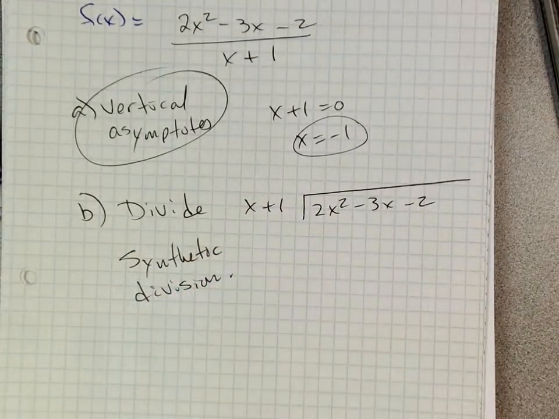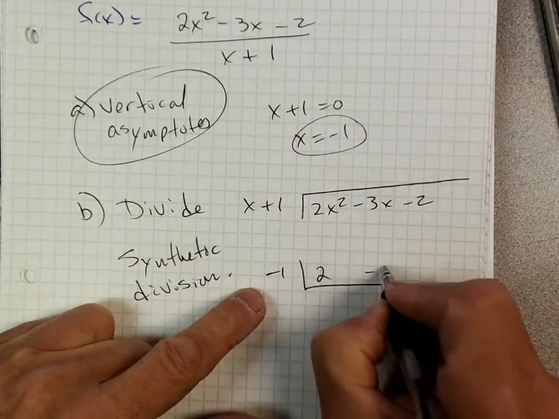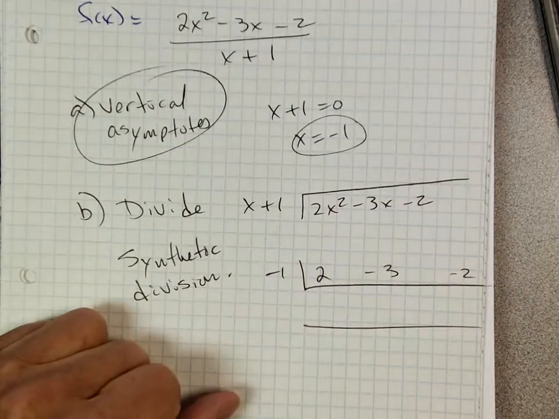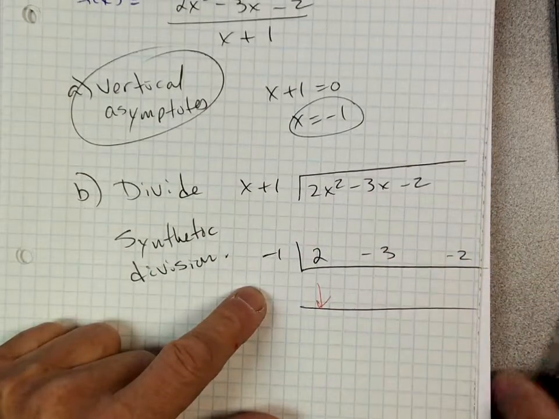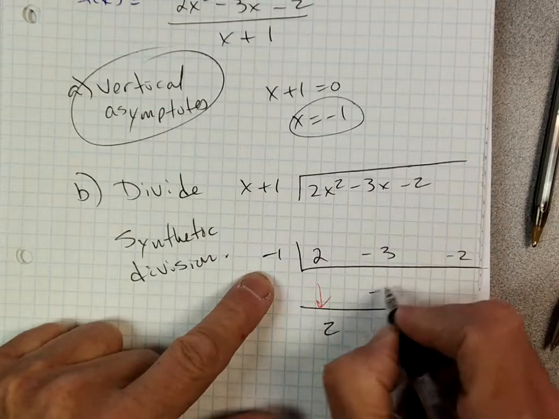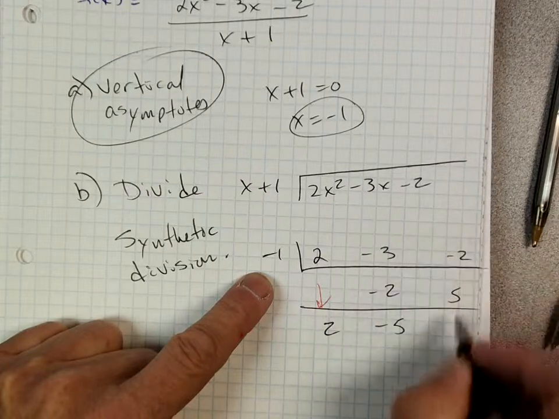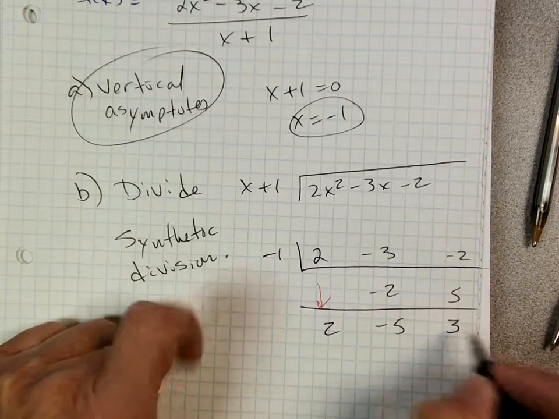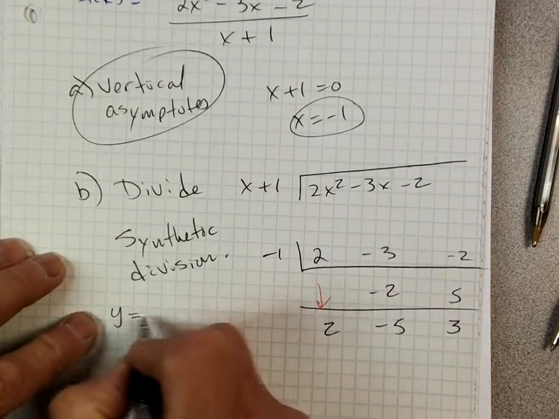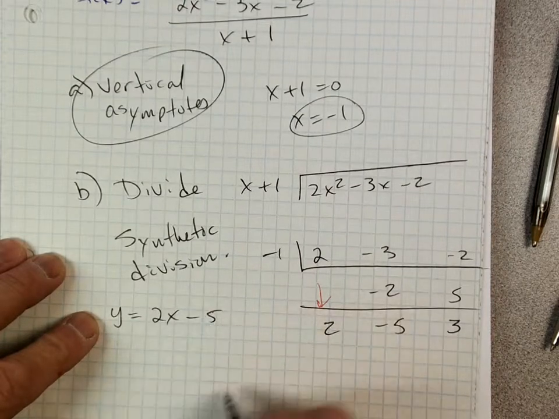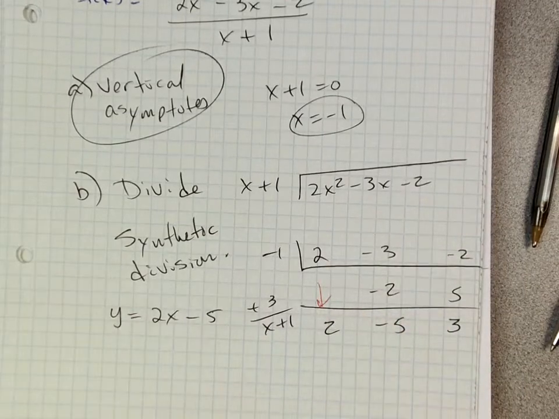So if I do synthetic division, I'll go -1 into 2, -3, -2, right? I will slide down my first term and I'll get a 2, multiply, I'll get a -2, I add and I get a -5, I multiply and I get a 5, if I add I get a 3. Okay, so my answer is y equals 2x minus 5 plus 3 over x plus 1. That's my answer for synthetic division.